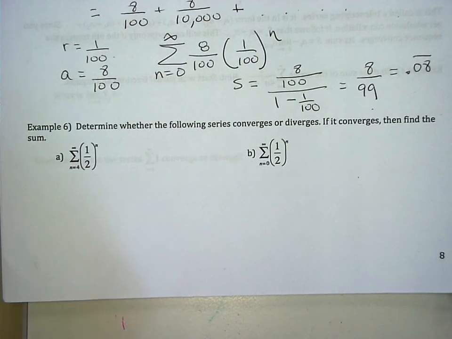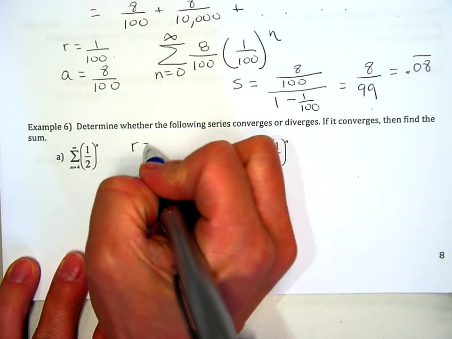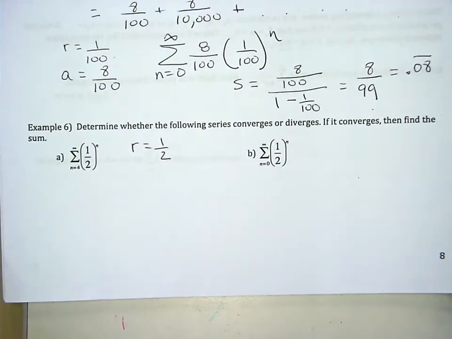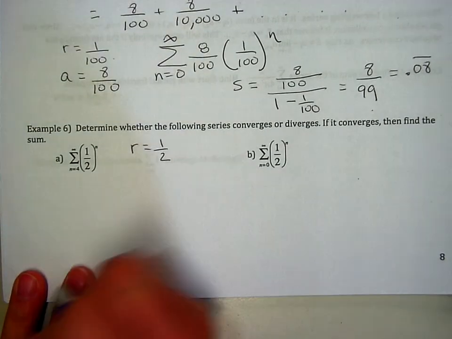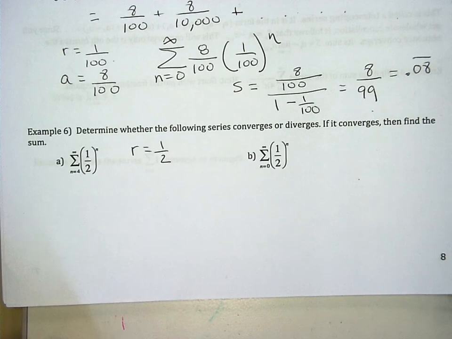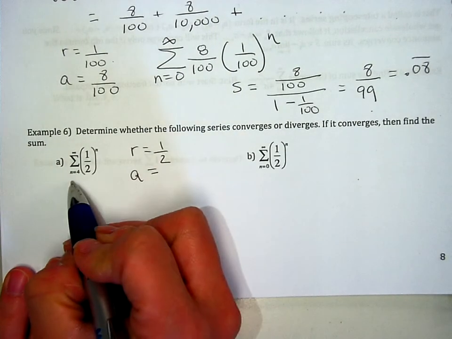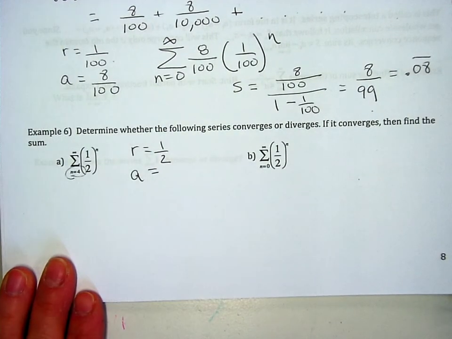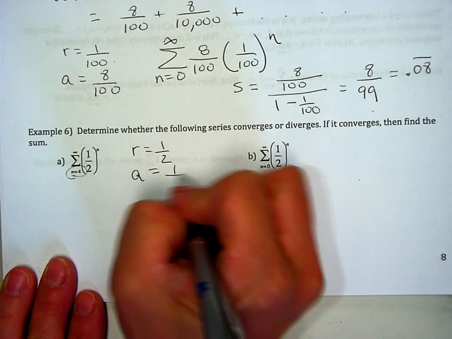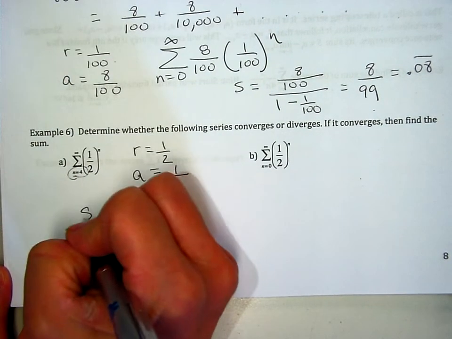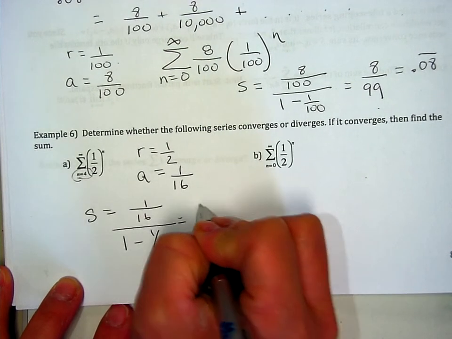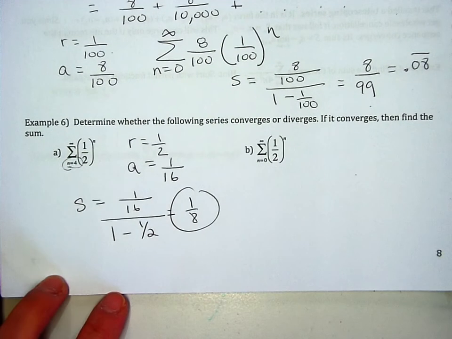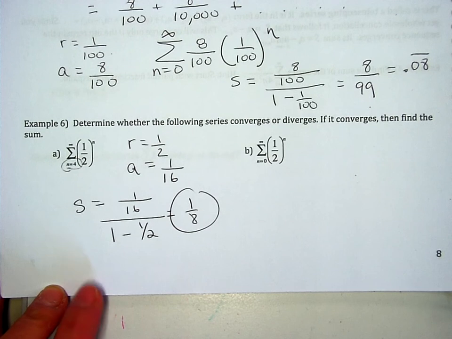First thing I always figure out is what my R value is. I notice in this problem, the 1/2 is being raised to the nth power. My R is 1/2. Absolute value is less than 1, so I know it will converge. So in order to figure out what it converges to, I need to find the first term. This series starts at n equals 4, so my first term is 1/16. So the sum of this series is 1/16 over 1 minus 1/2, which simplifies to 1/8. So the sum of this infinite geometric series is 1 over 8.